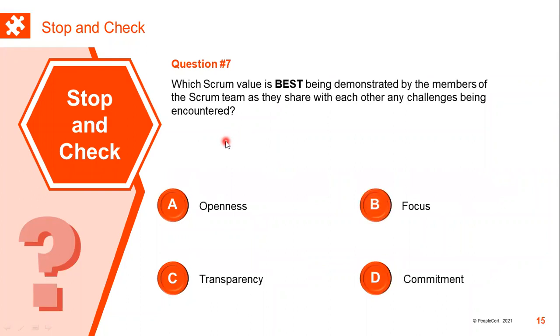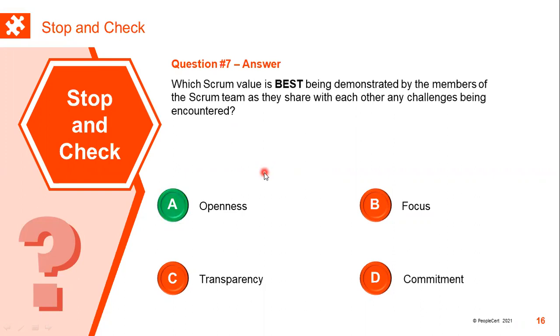Next question. Which Scrum value is best being demonstrated by the members of the Scrum team as they share with each other any challenges being encountered? A, openness. B, focus. C, transparency. D, commitment. Sharing with each other. That should be openness, isn't it?